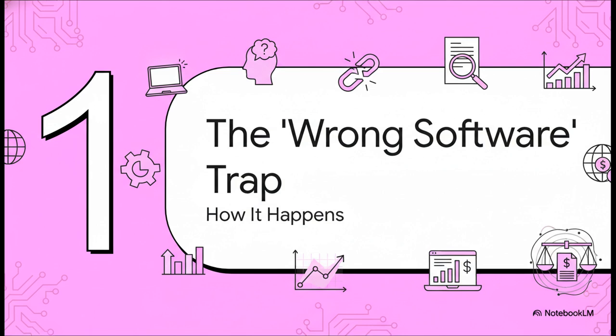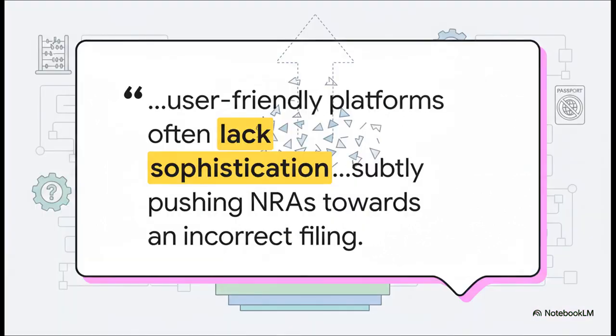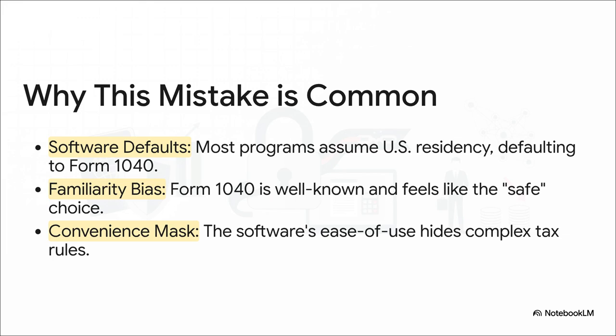Well, let's break down the mechanics of this tax trap. It's really a perfect storm of how the software is designed, our own human behavior, and of course, some seriously complex international tax rules. And look, you don't have to take my word for it. Check out this quote from a forensic tax dossier. It says these platforms often lack the sophistication for non-resident alien, or NRA, taxation, and they end up subtly pushing people down the wrong path. The key word there is subtly. It's not that you made a huge, obvious mistake, it's that the system itself quietly nudged you in the wrong direction.